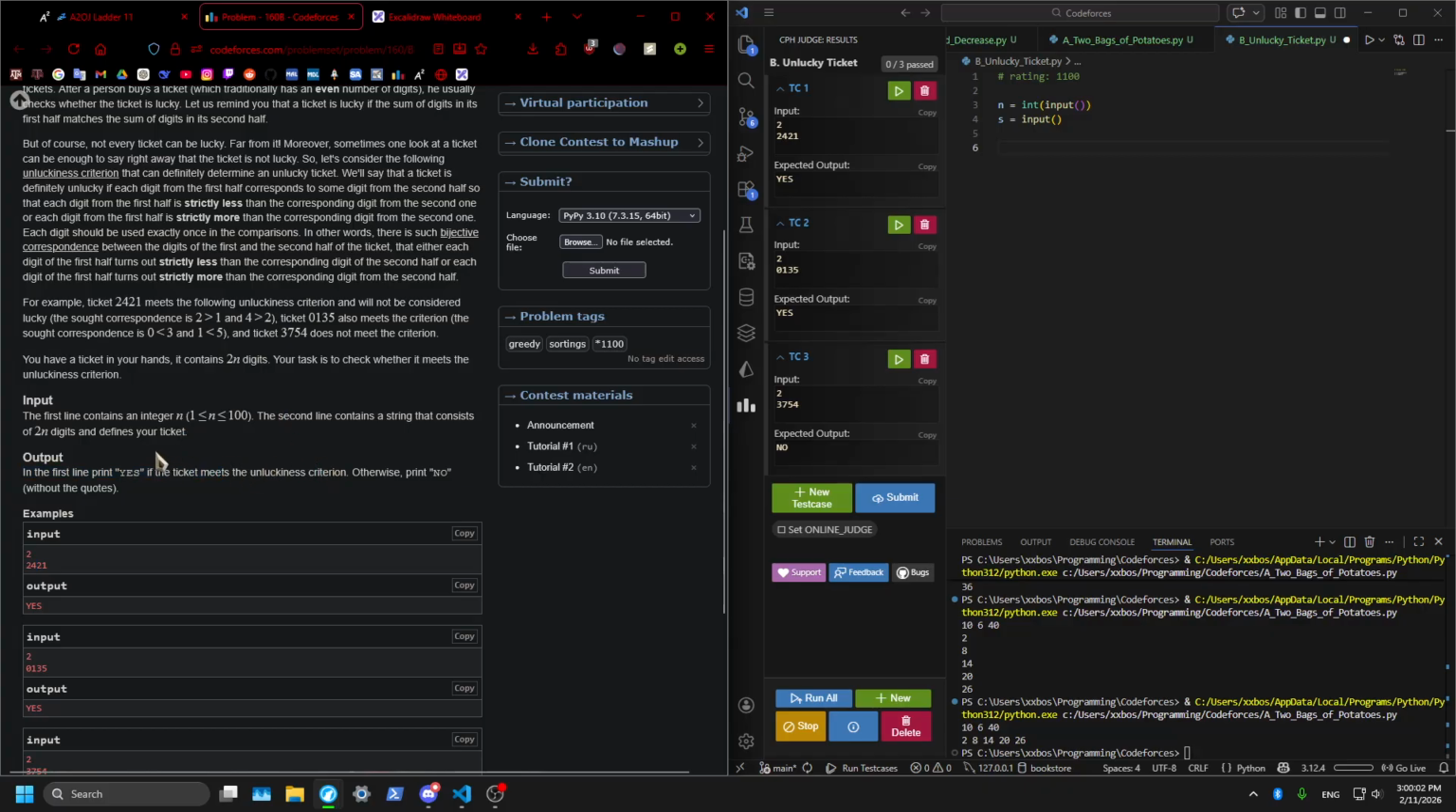Print yes if it's unlucky, print no if it's lucky. So it's unlucky if each digit in the first half is less than some digit in the second half, or each digit in the first half is strictly more than some digit in the second half. So we want the minimum and maximum of the second half, and we check both comparisons.